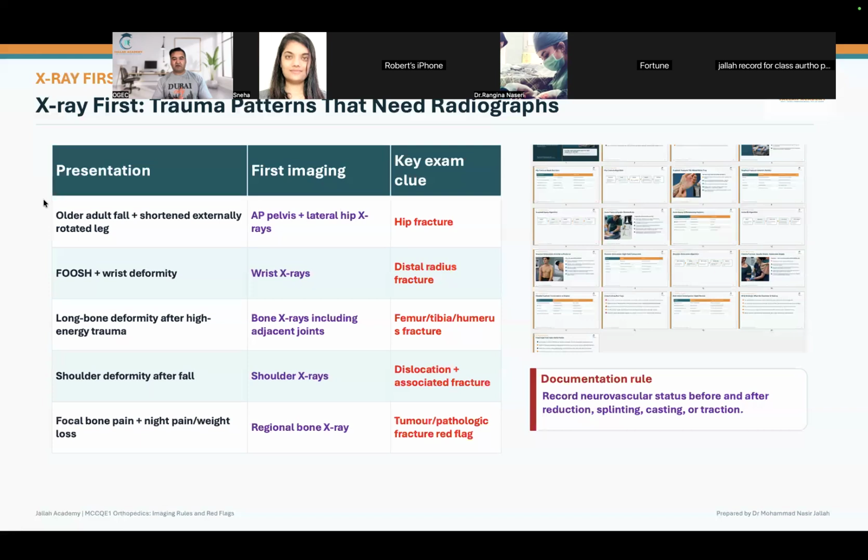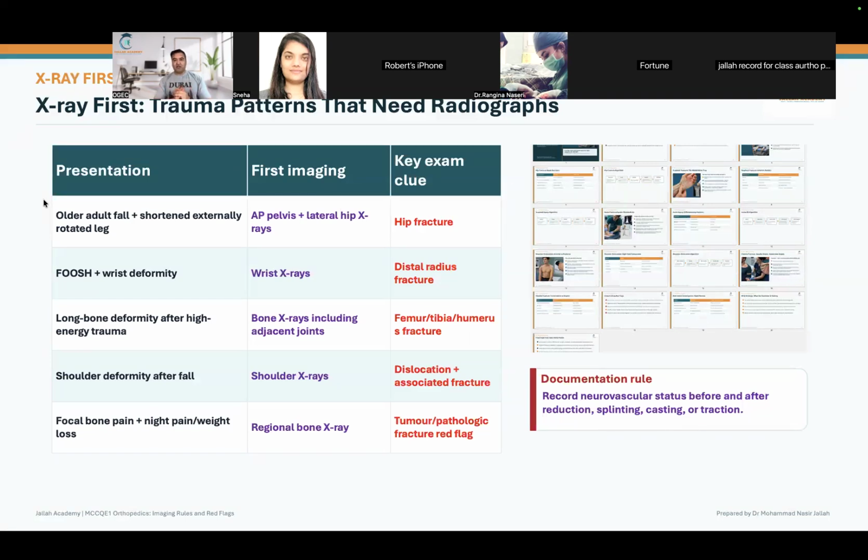If it is a pelvic fracture, what can help me to support my clinical diagnosis? I need some support. X-ray: anterior-posterior pelvis and lateral hip X-ray. And most likely it's going to be a hip fracture, right? If that doesn't help, then I'm going to do an MRI. But in this case, the first imaging will be the X-ray.